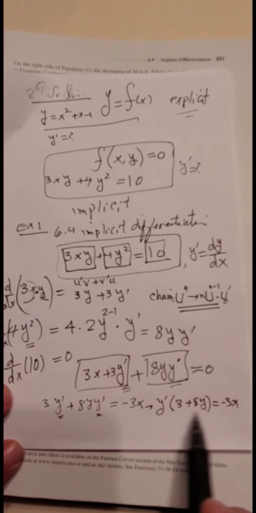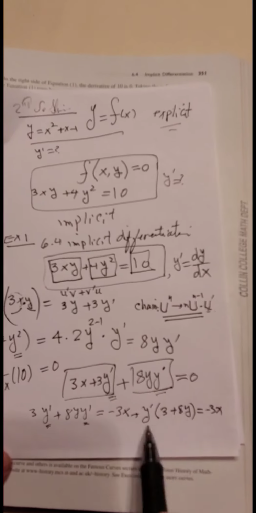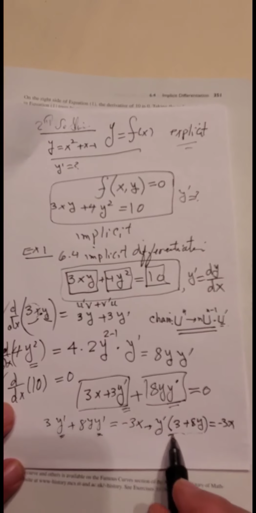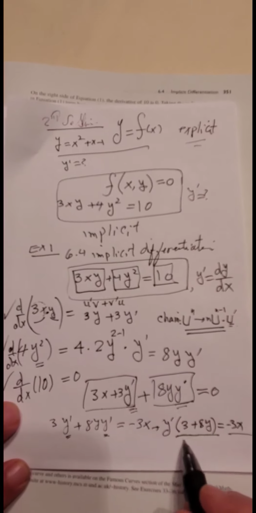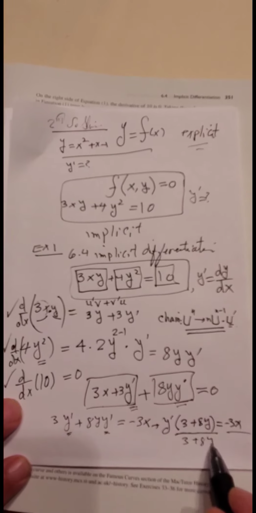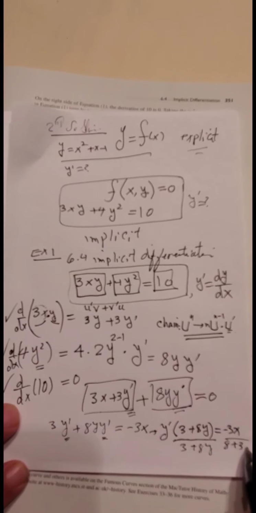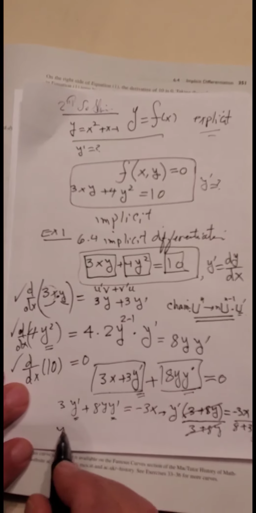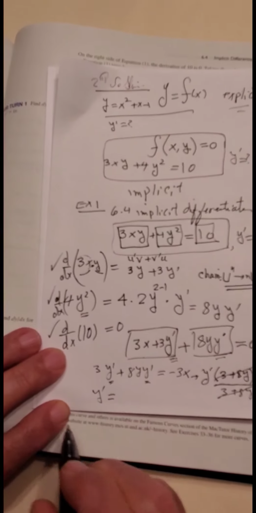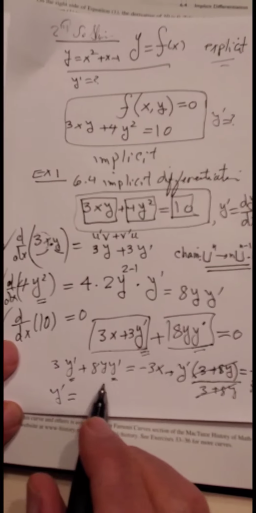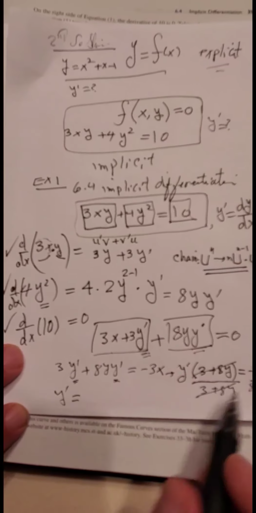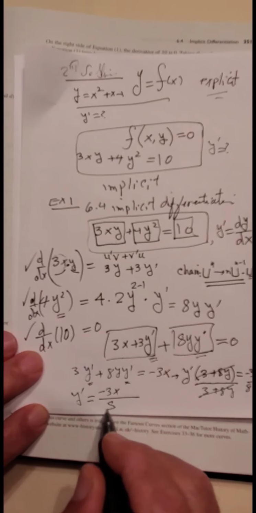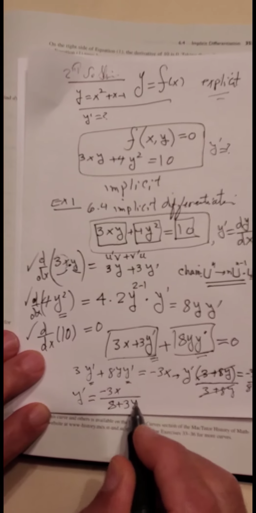Now if you get rid of the factor of 3 plus 8y by dividing both sides by 3 plus 8y, then what you are getting is actually your y prime, because these two will be cancelled. Therefore, as a result of this division and this factoring, the fraction that you are getting is your final answer, minus 3x over 8 plus 3y.